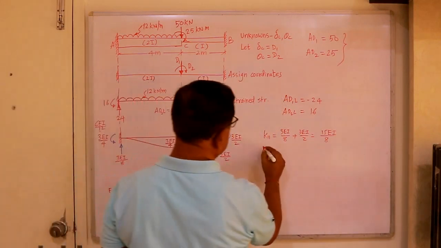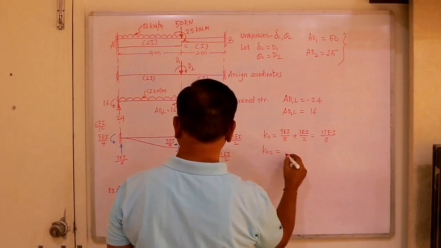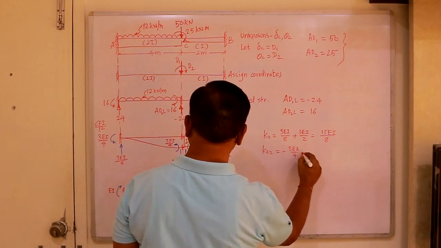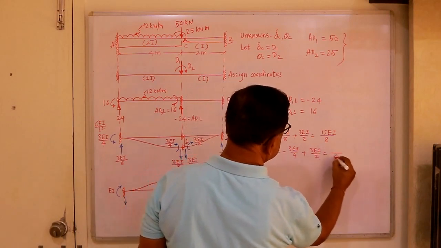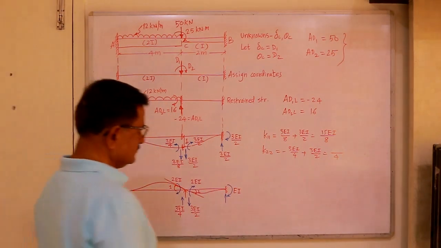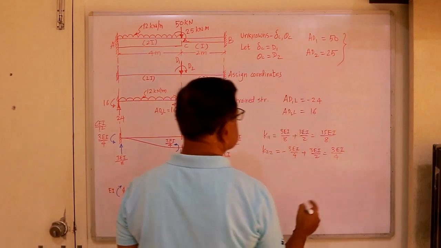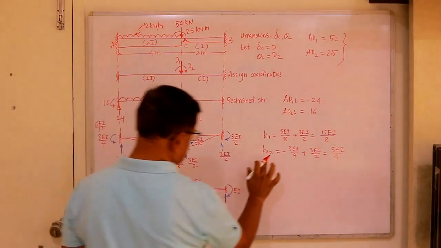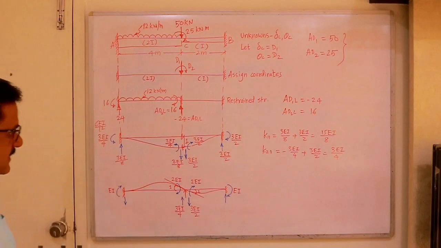This is K11. Then K21 is equal to this anti-clockwise negative, minus 3EI by 4, and this is plus 3EI by 2. So this is equal to 3EI by 4. So this is positive you will get. Sorry, this is K21, not K22. K21 is 3EI by 4.